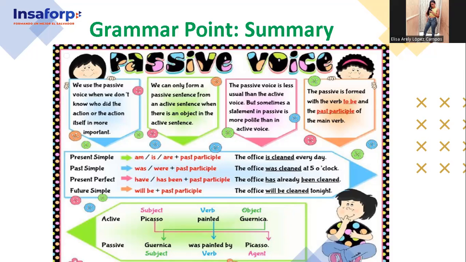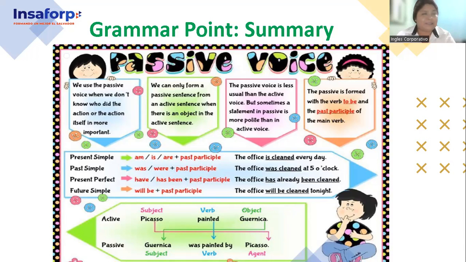Yes, please. Right. The passive voice is less usual than the active voice, but sometimes a statement in passive is more polite than in active voice. Okay, so that's very interesting, right? The passive voice is less usual, right? So that's not really common than the active voice, but sometimes a statement in passive is more polite than in active voice, right? Okay, and the last one, please help us with that one. Roberto Eduardo, the passive is formed. Yes, teacher. The passive is formed with a verb to be and the past participle of the main verb.